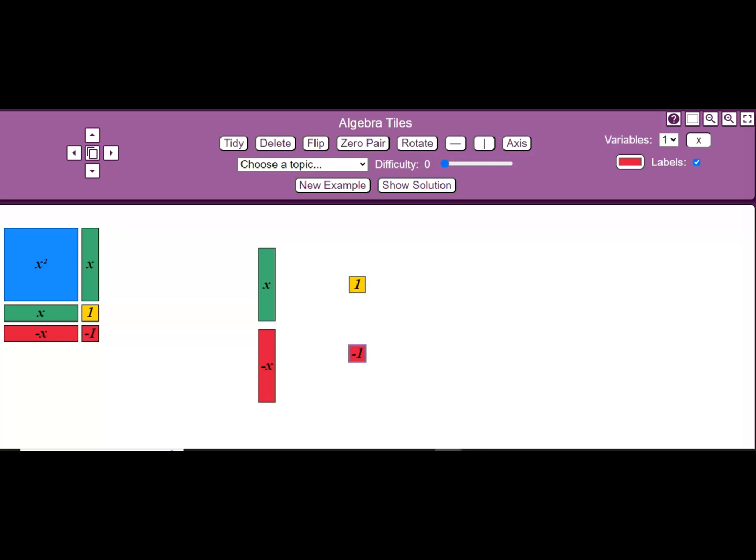Then you can also remind them what a zero pair is. So when you combine a positive and a negative tile of the same size, they create a zero pair and are eliminated.